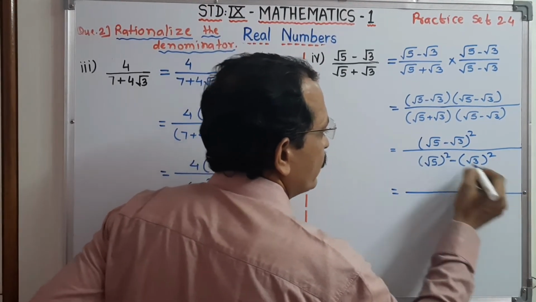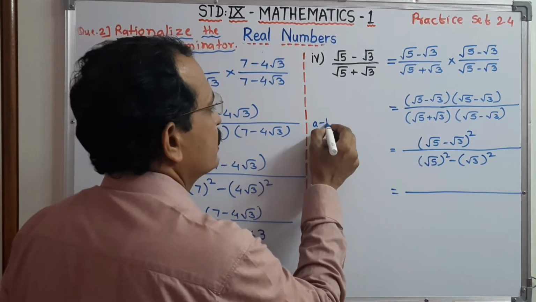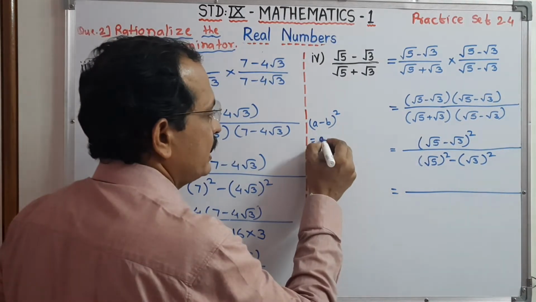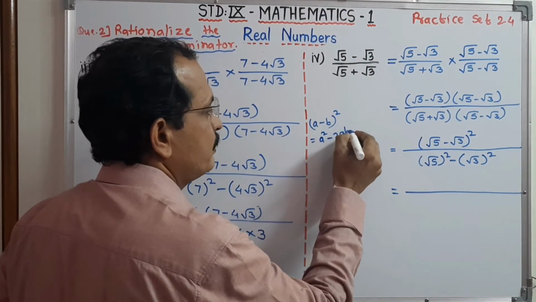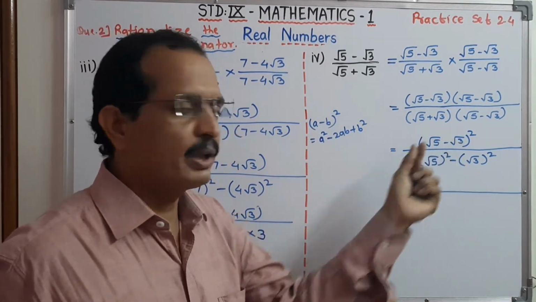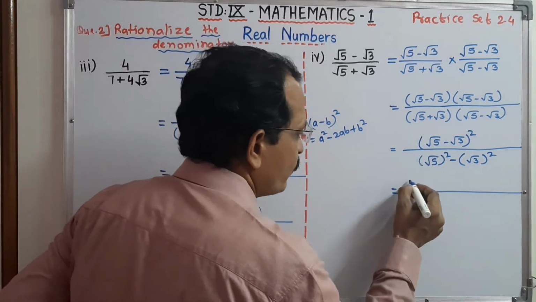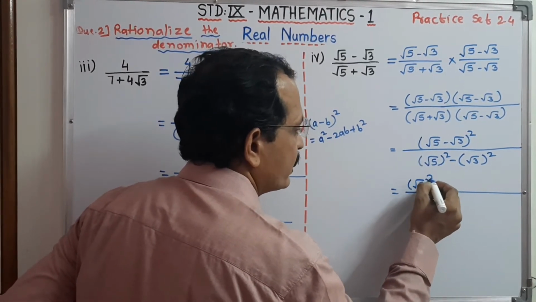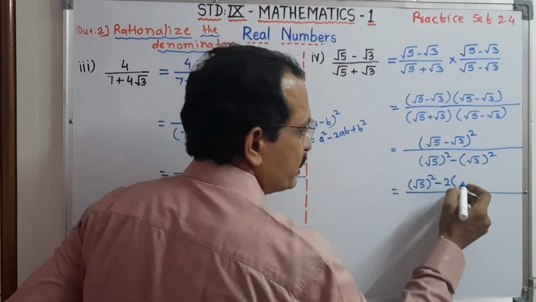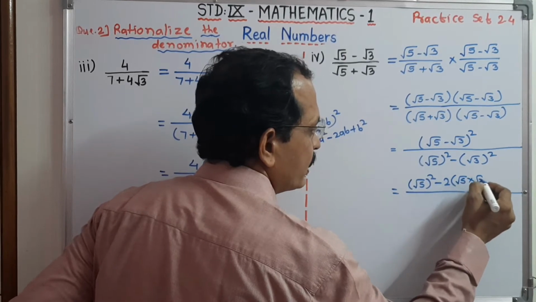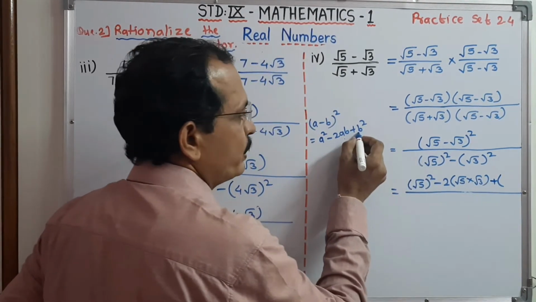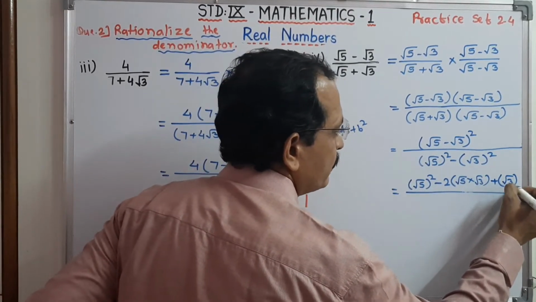Now see here, we can apply the (A minus B) bracket square formula. Now what is that? It is A square minus twice AB plus B square. Same thing, here it is A minus B, here it is root 5 minus root 3. We can write the square of first, that is root 5 square, minus 2 into, we have to do the multiplication of this, root 5 into root 3, that is A into B, plus what we have to do? Square of B. Now B is root 3 bracket square.